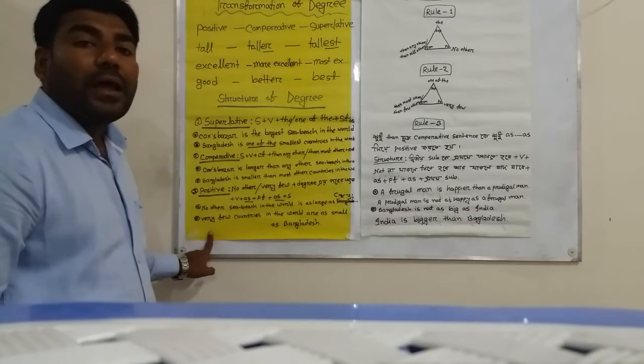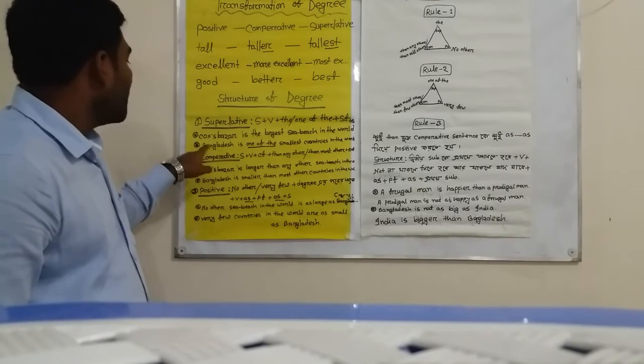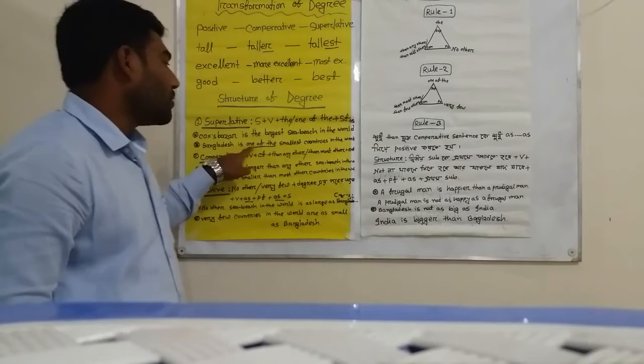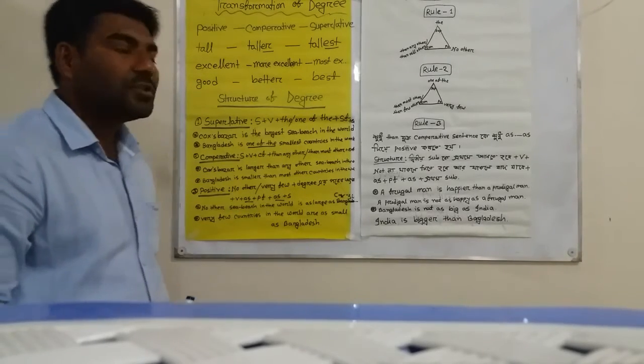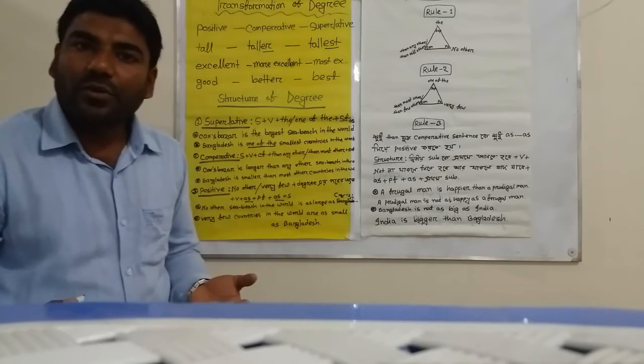In the second example, Bangladesh is one of the, so you know that it comes from rule 2, so you have to use what is no other or very few.